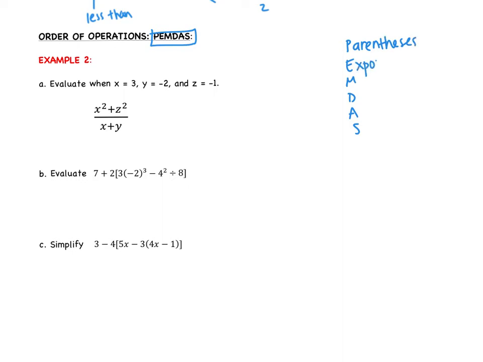E is exponents. M is multiplication. D is division. A is addition. And then S is subtraction.